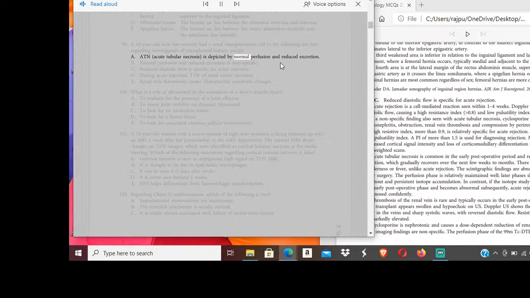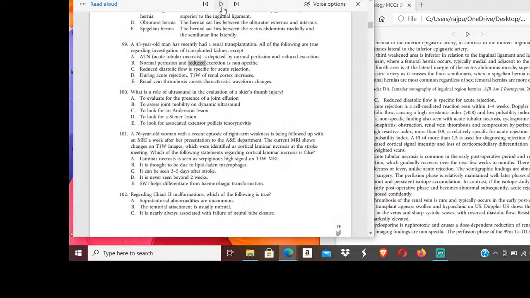Acute tubular necrosis is depicted by normal perfusion and reduced excretion. B. Normal perfusion and reduced excretion.